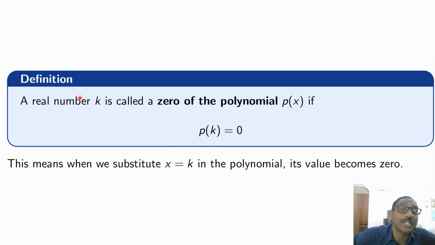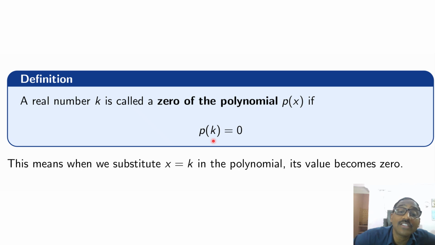So here is some definition. A real number k is called a zero of the polynomial p of x if p of k equal to 0. Earlier we learnt how to find p of k. In place of x we are taking k, so we are finding the value of p of x at x equal to k. If you get the p of k value 0, then k is having a name.